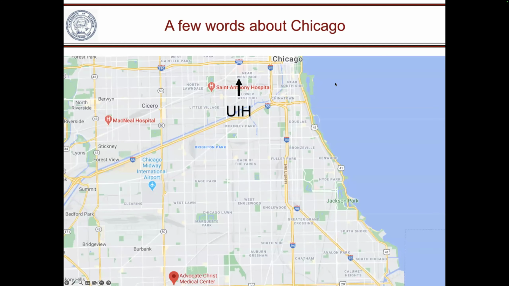And then Advocate Christ Medical Center is on the south side of Chicago, and is actually a pretty close drive. It's only maybe 7 miles to get from UI to Advocate Christ Hospital. And it's a huge hospital. They do a lot of transplantations, a lot of LVADs, and a very healthy practice. So it's relatively close to our two sites up here near the West Loop.